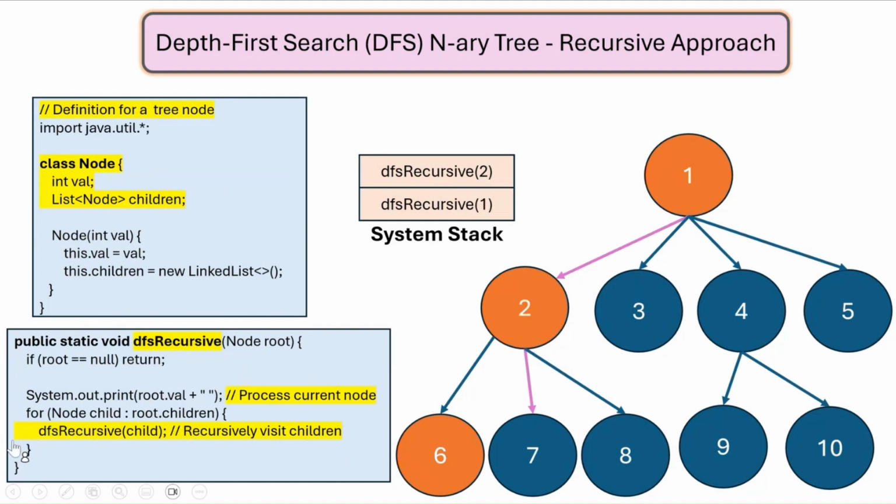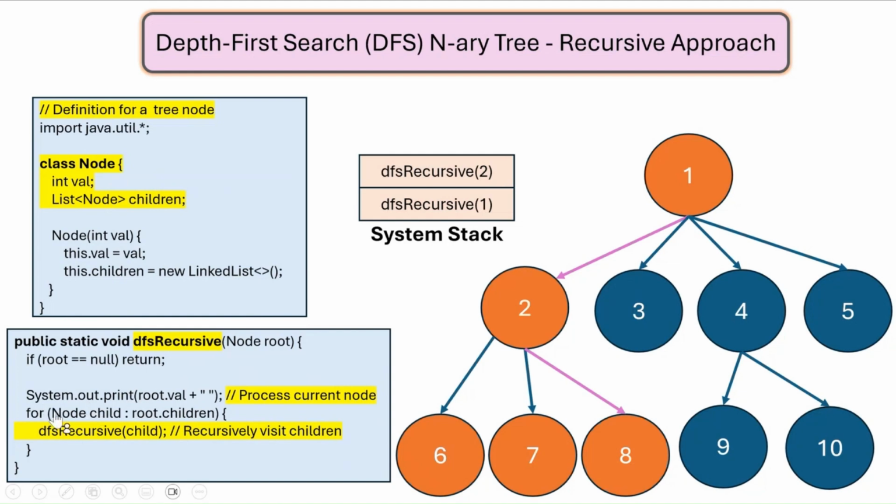In that for loop, it will then go for the next child, which is 7. We will call the DFS recursive with node 7. For node 7 also there are no children, so it will come back to the previous state, which is the DFS recursive function execution with node 2 as a root. In that for loop, it will then check for the next child, which is 8, and call the DFS recursive for node 8. And for node 8 also there are no children, so it will come back again.